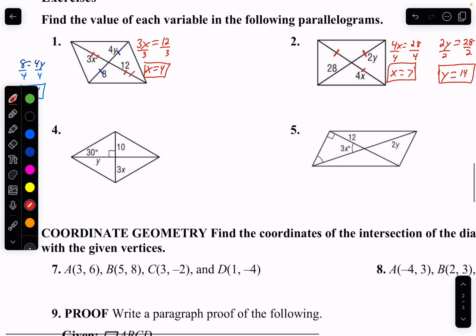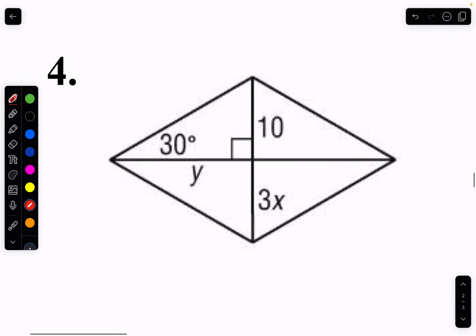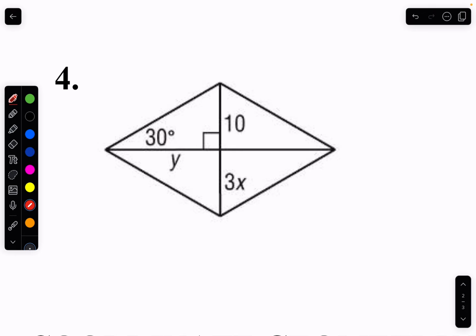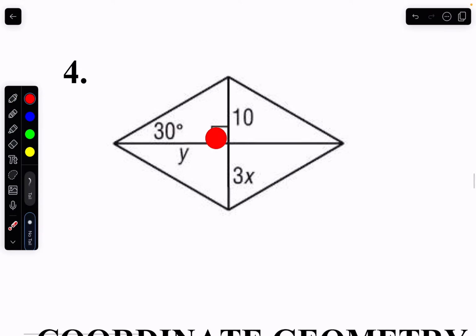Let's take a look at this problem right here. Okay, so again, I see the same situation that we got to see a moment ago. I see a 90-degree angle. I see a 30-degree angle. That means that this angle over here has to be 60 degrees. Okay, and here we have another 60 degrees, 60 degrees, 60 degrees, 30 degrees, 30 degrees, 30 degrees, and 30 degrees.